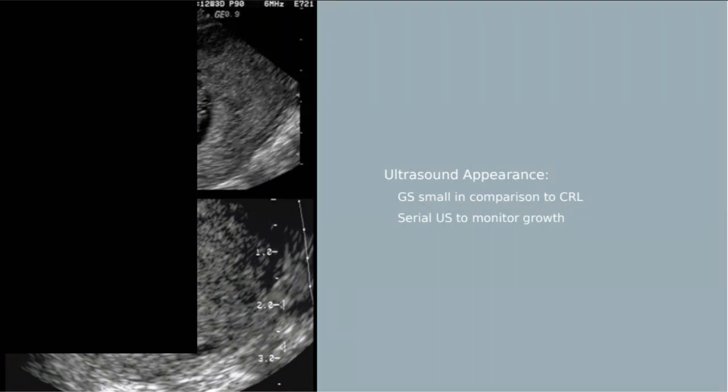Basically, we are seeing a small gestational sac in comparison to the crown rump length of the fetal pole. We are going to be doing serial ultrasounds to monitor the growth because sometimes this can correct itself. Sometimes all of a sudden the amniotic fluid could start accumulating and everything is fine. But typically this is something that is going to be worrisome.